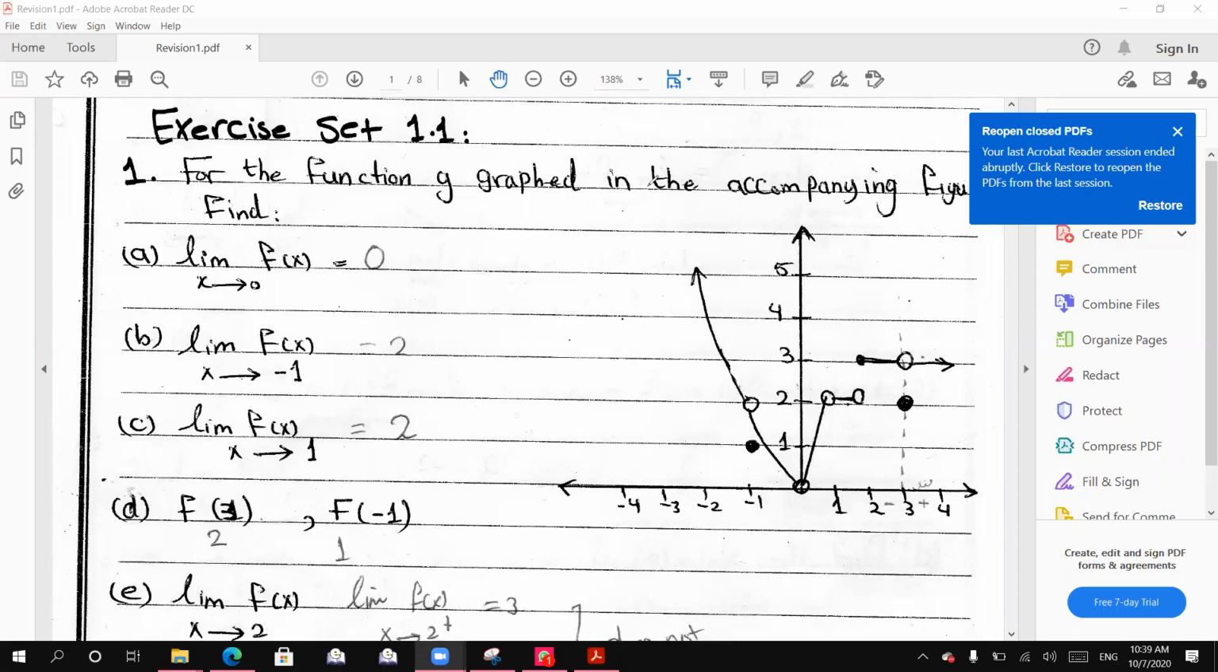Okay. So here now I want to find limit f of x when x approaches 0. Look at point 0 here. For this point 0, if you look at 0 from the right, okay, here it will be limit f of x when x approaches 0 from the right. And see here, when x approaches 0 from the right, what is the value of the limit?